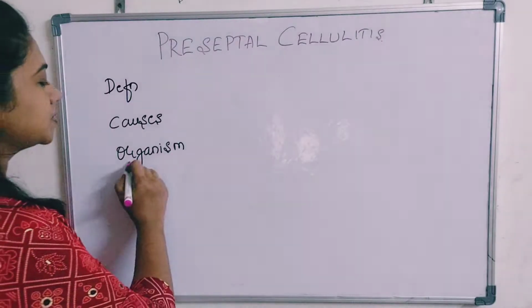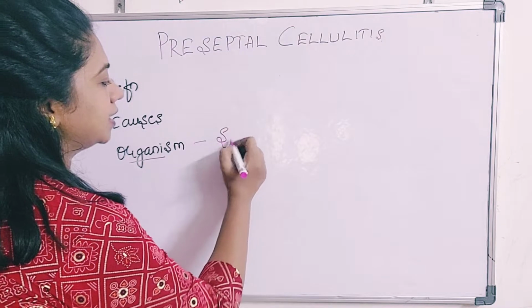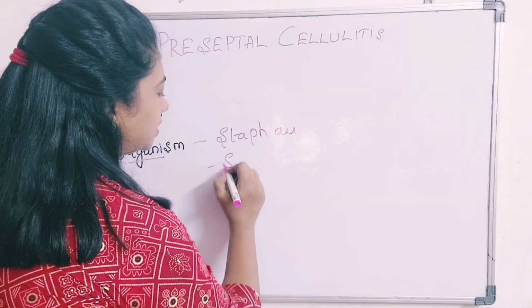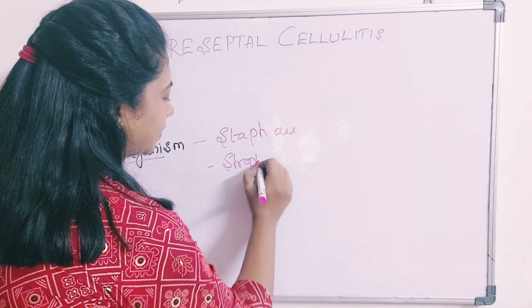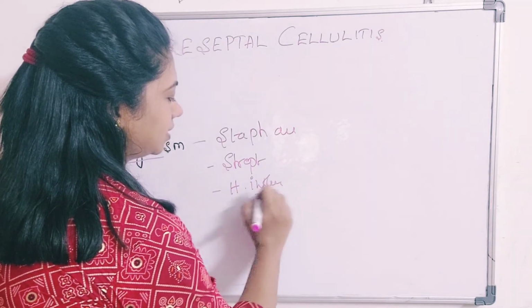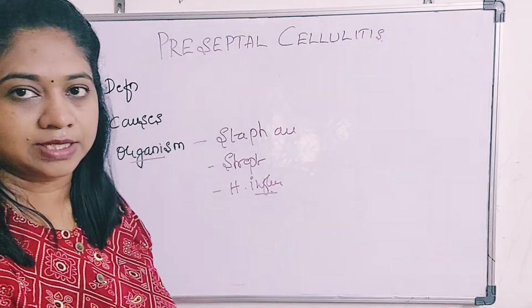Which are all the organisms which can lead to preseptal cellulitis? It is usually Staph aureus or even the Streptococcus pyogenes, or it can be H. influenzae. So these are the three main causes for preseptal cellulitis.